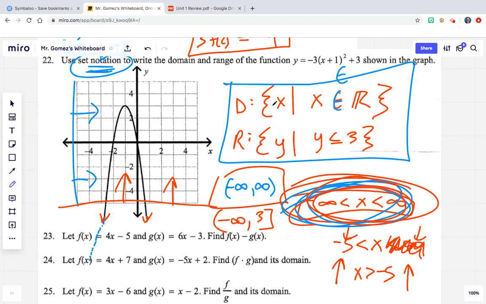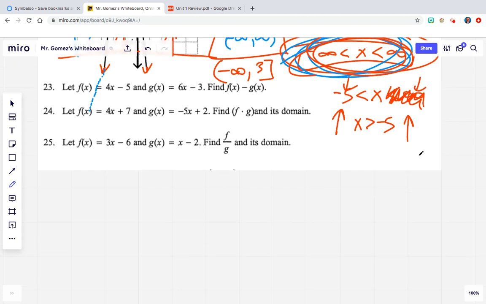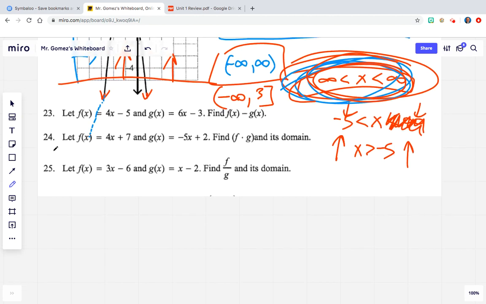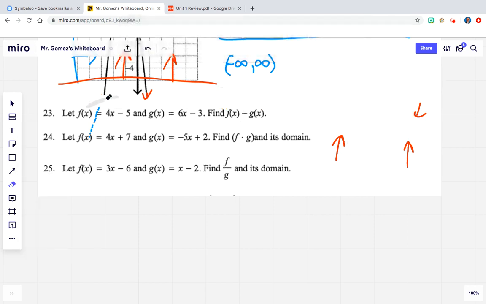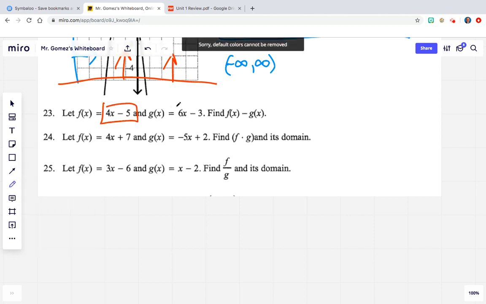All right, let's go ahead and move down. We have 23 through 25 left. Let me make some room, do a little bit of erasing, and let's answer number 23. Number 23 says I'm given two functions, f of x and g of x. All I want to do is take f of x and subtract g of x from it. Good use of parentheses.